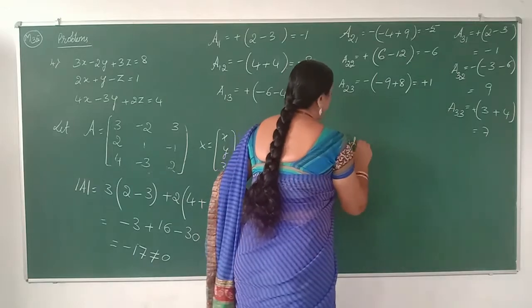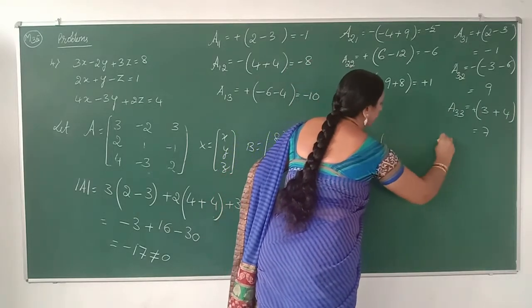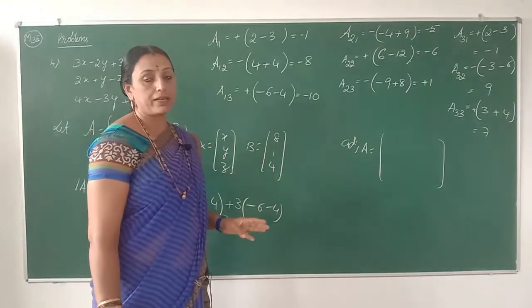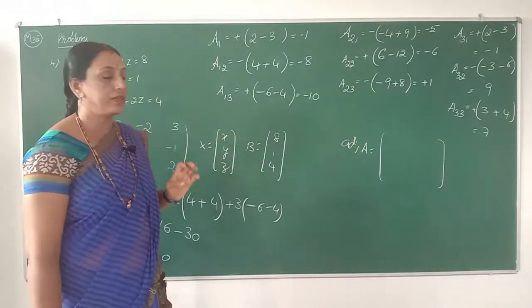Therefore, the adjoint of A. Now the elements of the adjoint of A can be written in the form of column wise. It's not particularly represented in cofactors and transpose.